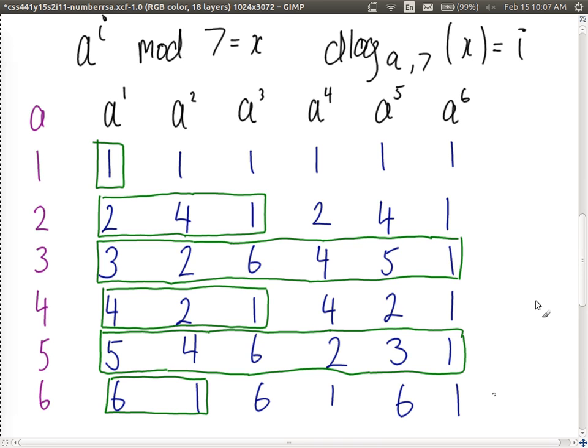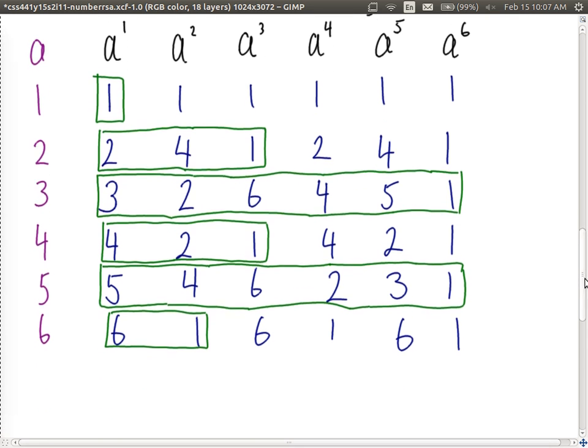So, 3 and 5 are the only bases that we can use there. What we say is that there's a name for those. 3 and 5 are primitive roots of 7.